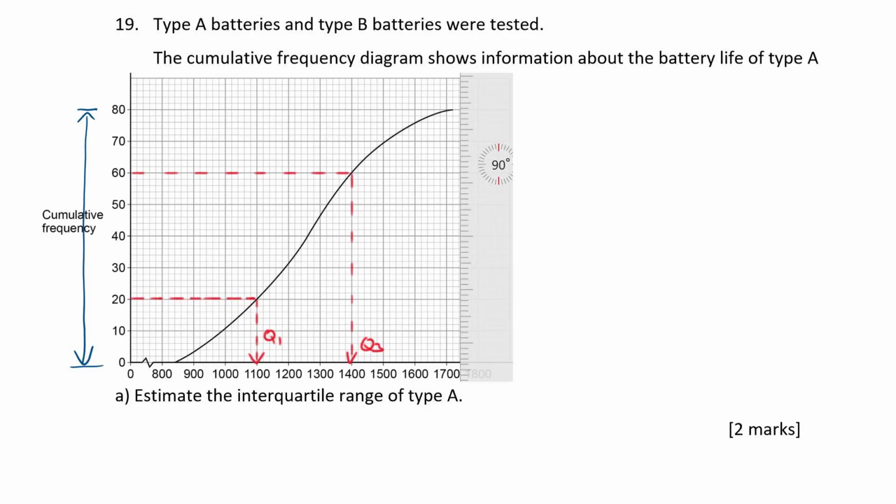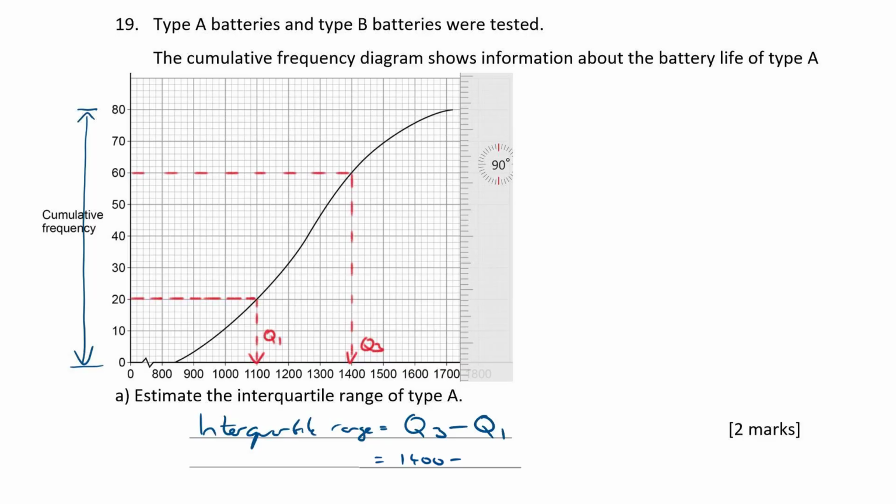Q2 is the median. So Q1 is the lower quartile, Q3 is the upper quartile, and then the interquartile range is the distance between those. Interquartile range, which is Q3 minus Q1. So from my graph I can see that Q3 is 1400 and Q1 is 1100, and 1400 minus 1100 is 300.